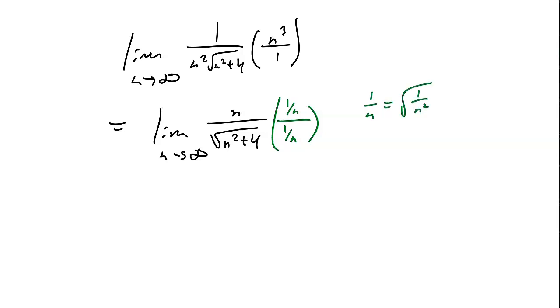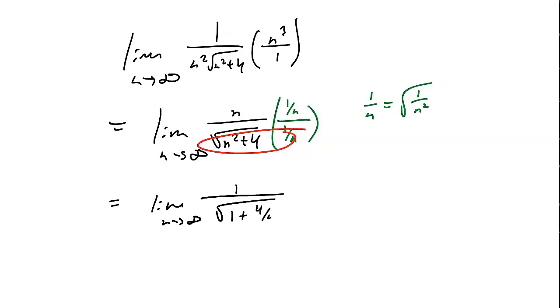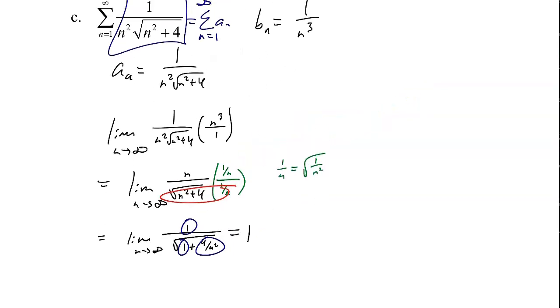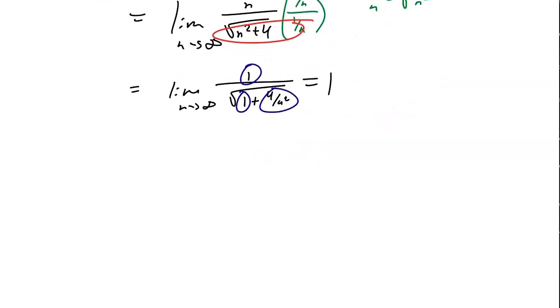Well, 1 over n is the square root of 1 over n squared, which means in my denominator I can multiply that throughout. So this can turn into 1 over root 1 plus 4 over n squared. And now as I go to infinity, that's 1, that's 1. This is going to 0. So I have 1 over 1, which is going to be a finite positive number, which is all I care about. So I can get into my statement.